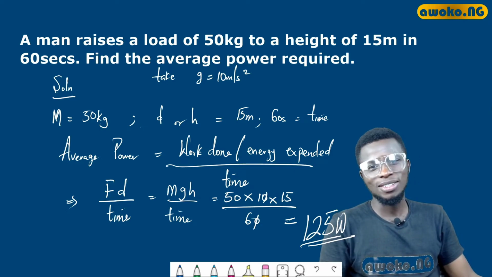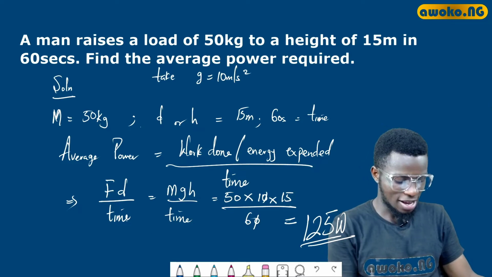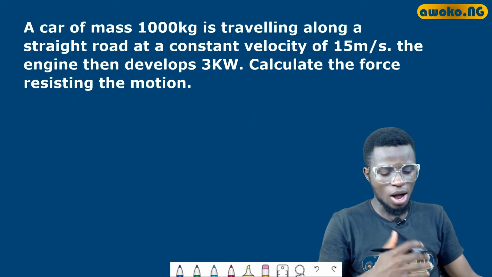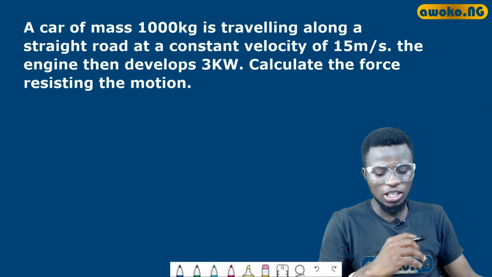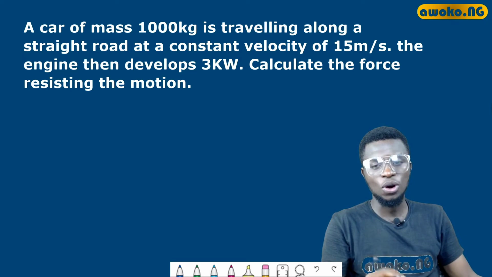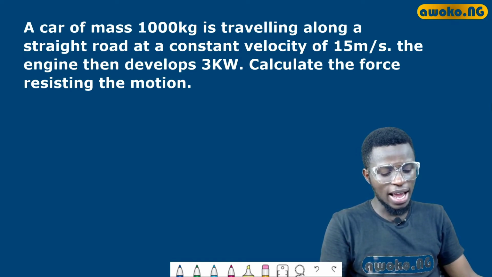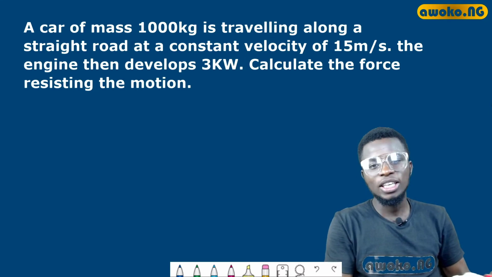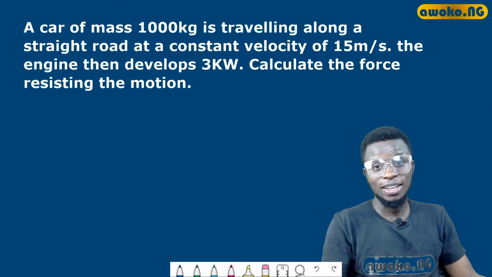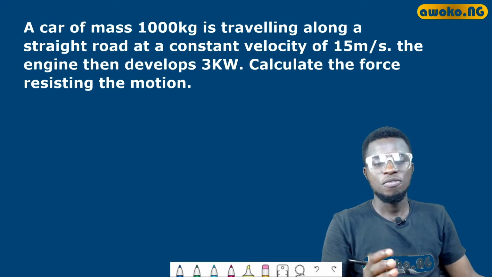Let us go over to the second question we have for today's class. So the question is, a car of mass 1000 kilogram is traveling along a straight road at a constant velocity of 15 meters per second. Now, the engine then develops 3 kilowatts. Calculate the force resisting the motion.